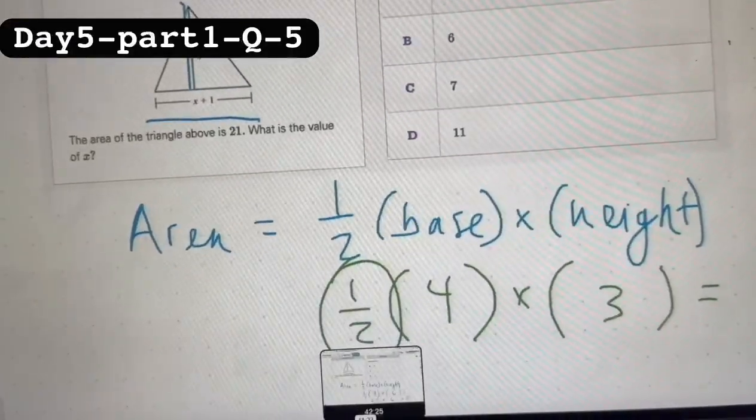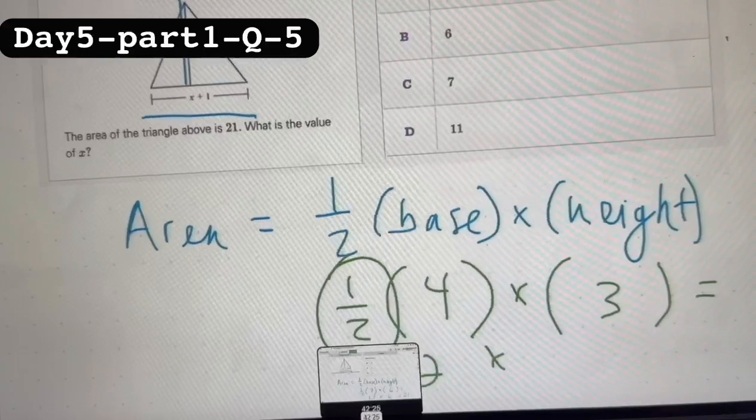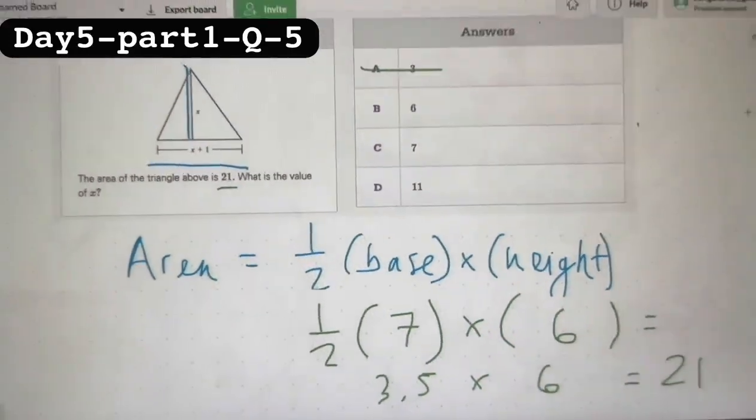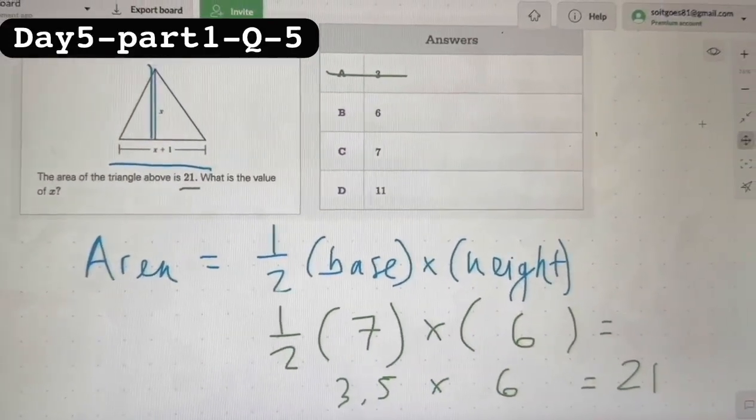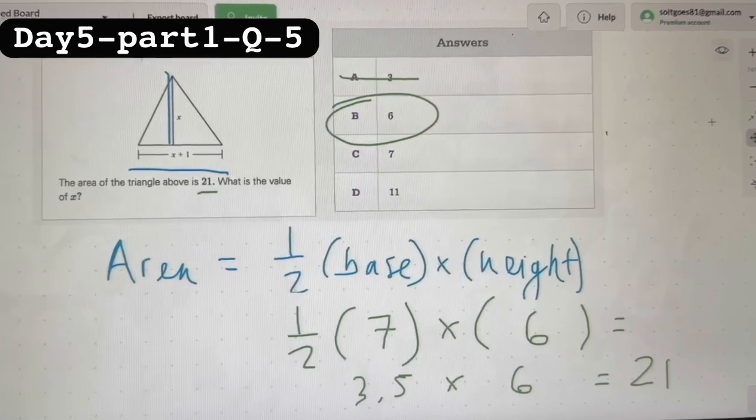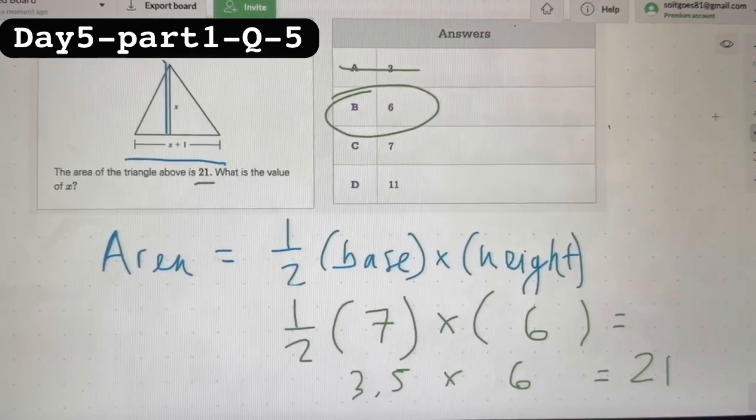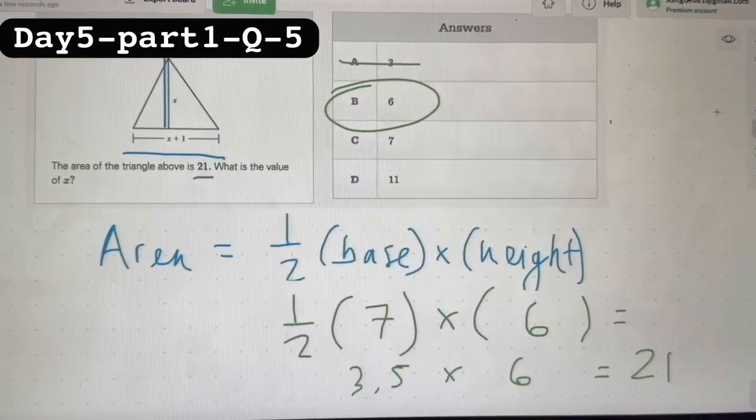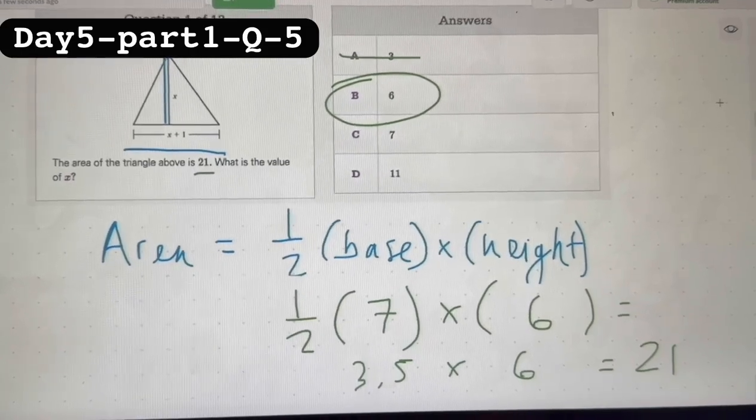All right. So it's 2 times 3, and what's 2 times 3? Oh, look at that. Wow. Look at that. Answer choice B. Bingo. Any questions about that, Shayla?